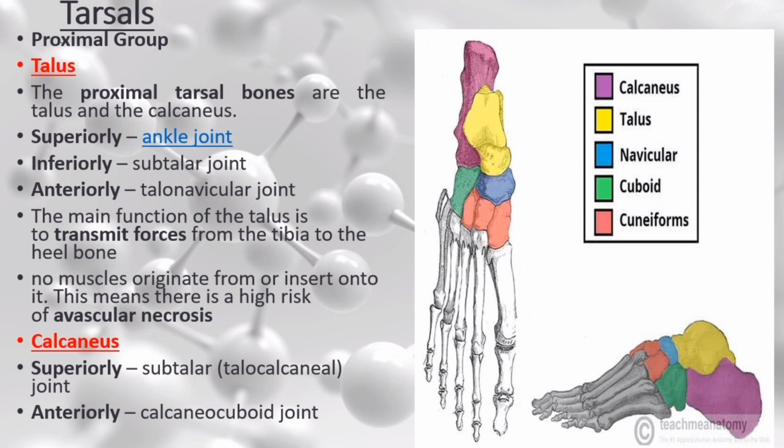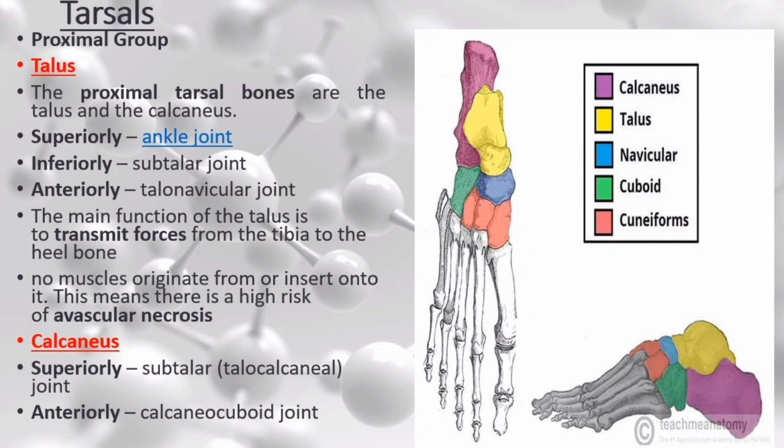It has 3 articulations. Superiorly, ankle joint, between the talus and the bones of the leg, the tibia and fibula. Inferiorly, subtalar joint, between the talus and calcaneus. Anteriorly, talonavicular joint, between the talus and the navicular. The main function of the talus is to transmit forces from the tibia to the heel bone, known as the calcaneus. It is wider anteriorly compared to posteriorly, which provides additional stability to the ankle. Whilst numerous ligaments attach to the talus, no muscles originate from or insert onto it. This means there is a high risk of avascular necrosis as the vascular supply is dependent on fascial structures.